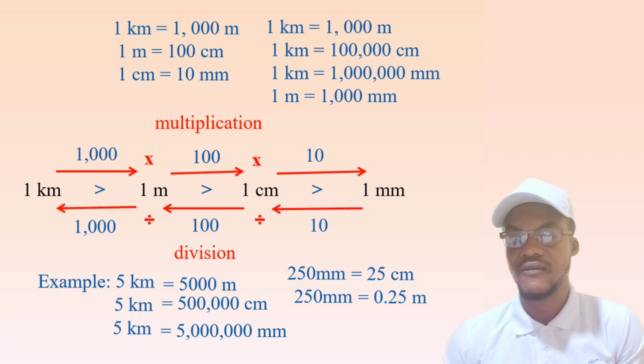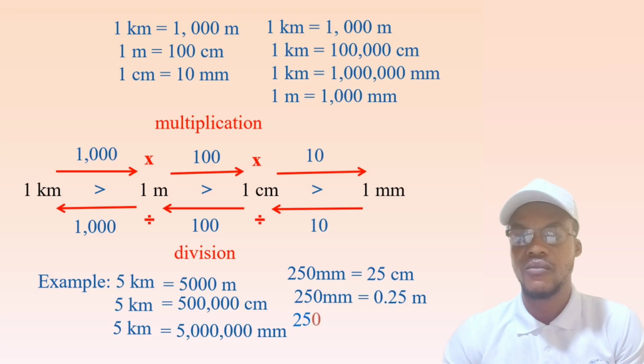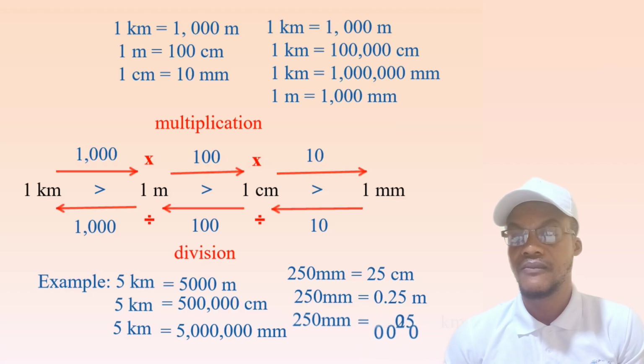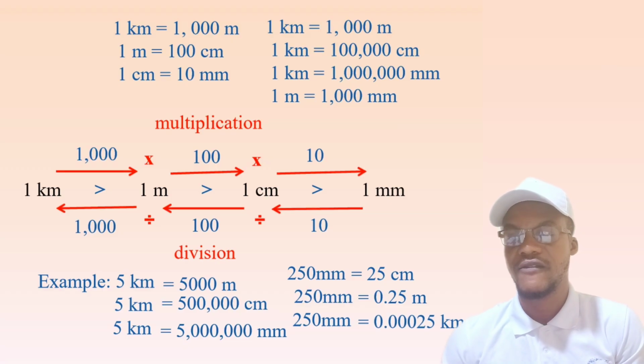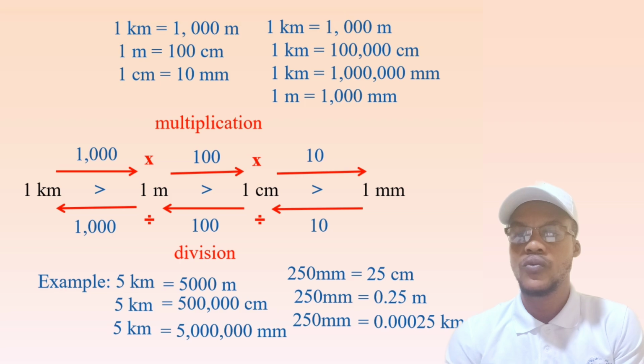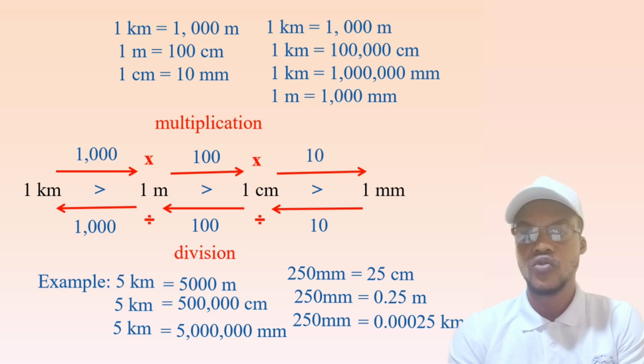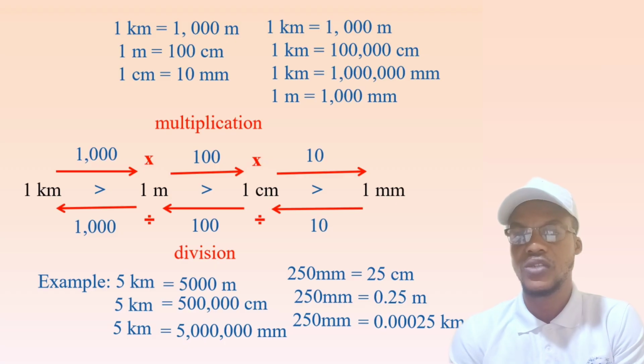That is very wonderful. What about if I want to convert from millimeters to kilometers? Then I have to divide by 1 million. So if I divide it, I'm going to get 0.00025 kilometers.